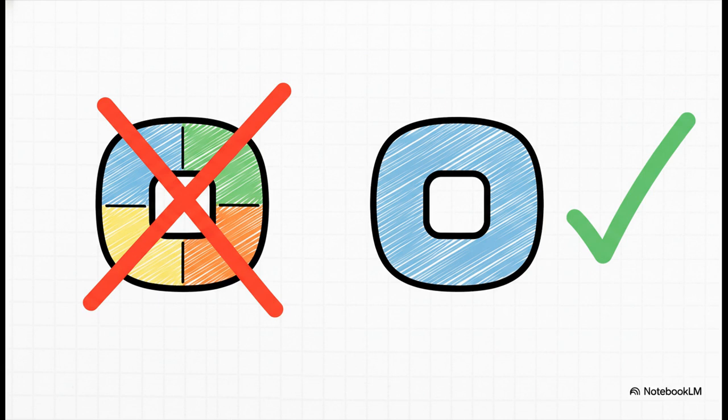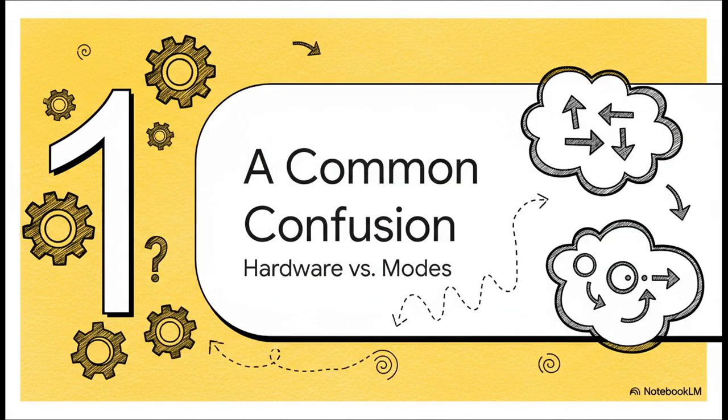So, okay, if that mental model is totally wrong, what's the right way to think about it? The whole confusion really comes down to mixing up two different things: the physical hardware itself and the state that hardware is in at any given moment. We've got to separate what the thing is from what the thing is allowed to do right now.